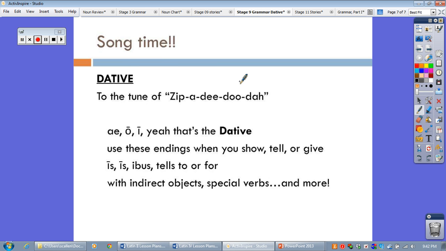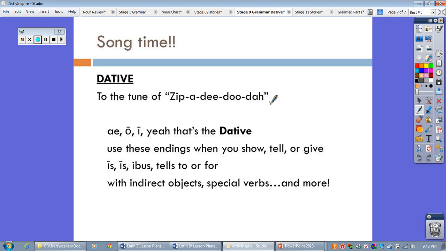Zippity-doo-dah, zippity-ay, my oh my, what a wonderful day, plenty of sunshine heading my way, zippity-doo-dah, zippity-ay. And here it goes, sing it along with me. A-E-O-I, yeah, that's the dative. Use these endings when you show, tell, or give. Is, ibus, tells to or for, with indirect objects, special verbs, and more.